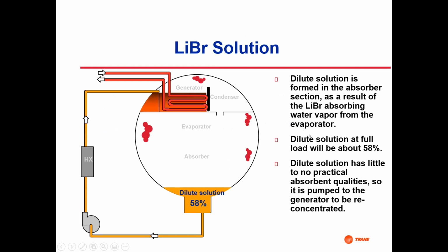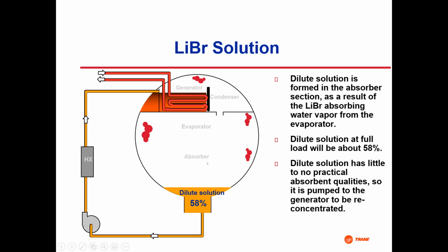So we can look at it. Dilute solution is formed in the absorber section. So see, that's down here in the bottom. So we do the absorbing. We put the water and the lithium bromide back together in the absorber.